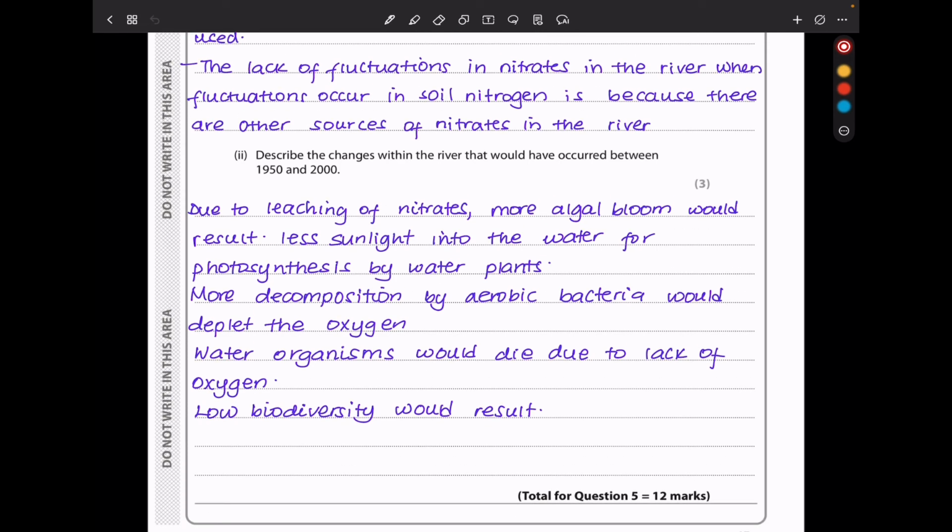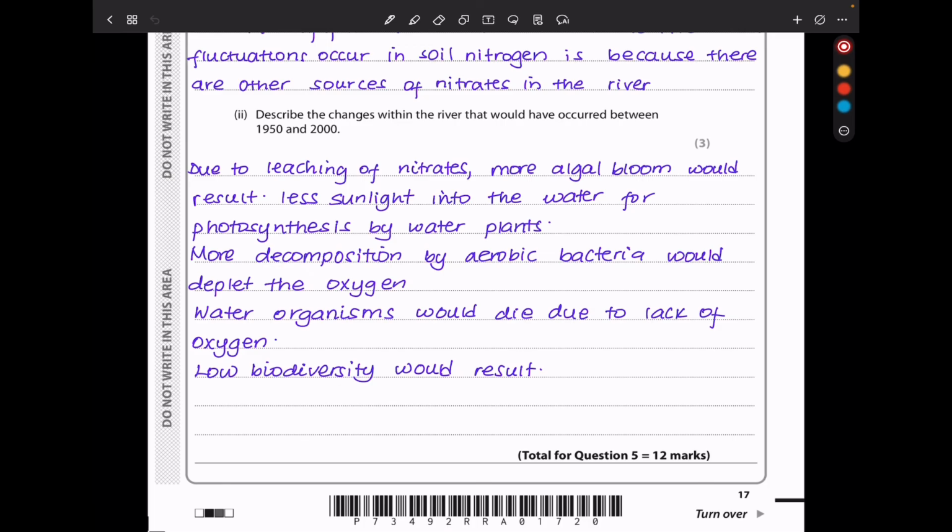Describe the changes within the river that would have occurred between 1950 to 2000. Here they're asking how is the river going to change. Of course, eutrophication could have occurred. So I say due to leaching of the nitrates, more algal bloom would result. There will be less light or sunlight into the water for photosynthesis of the water plants. I'm talking about the plants under the water, not the algae on the surface. So there will be more decomposition by aerobic bacteria, and this could deplete the oxygen. So the water organisms could die due to lack of oxygen. And finally, there will be a decrease in biodiversity within the river.